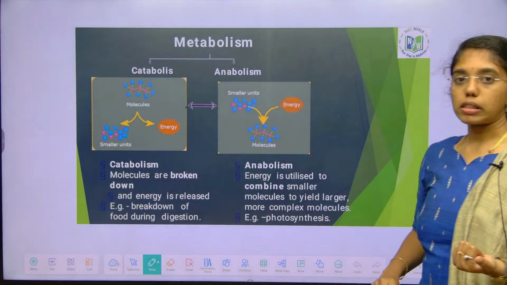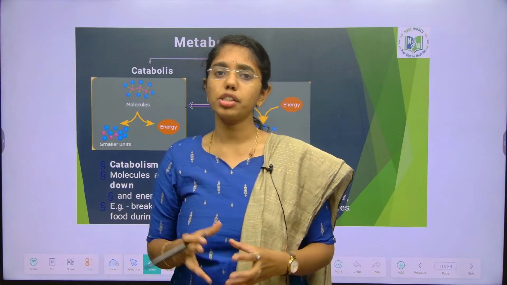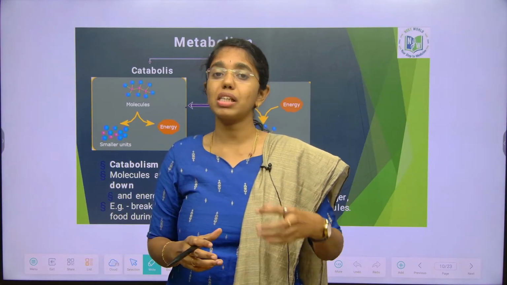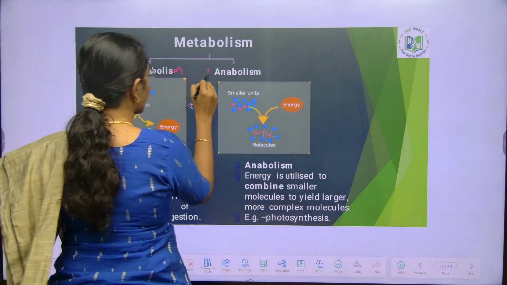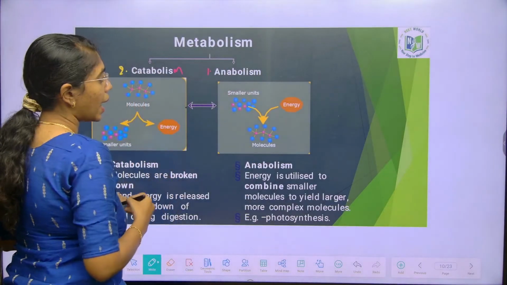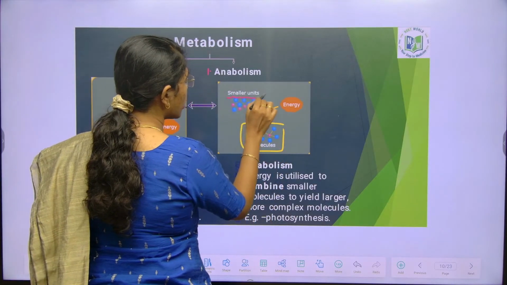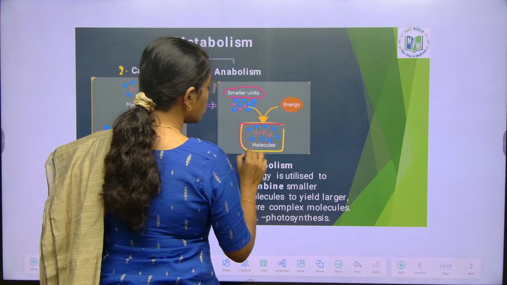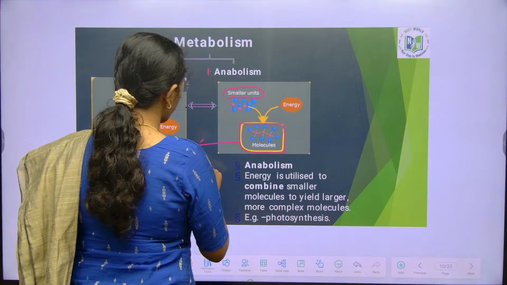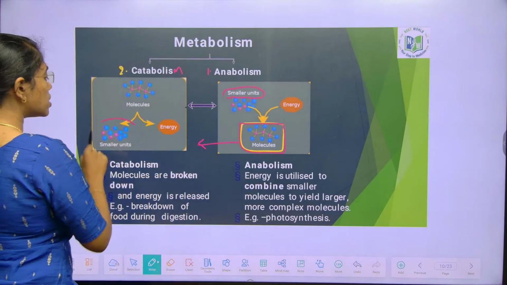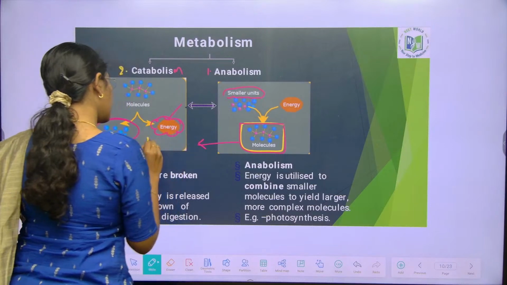This is metabolism. Metabolism, in simple terms, is the chemical reactions that happen inside the cell which keep the cell alive. Metabolism includes two reactions: one is anabolism, second is catabolism. Anabolism is the formation of complex molecules from simpler molecules, and by breaking down these complex molecules, releasing simpler units and energy, this energy is known as what? Metabolic energy.